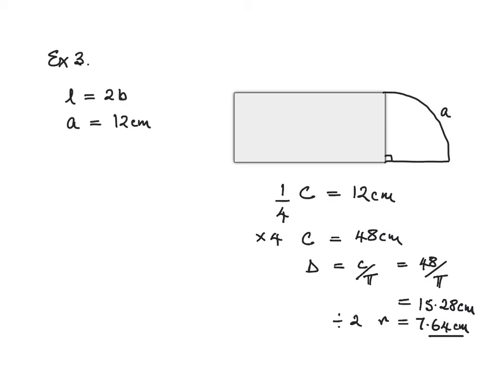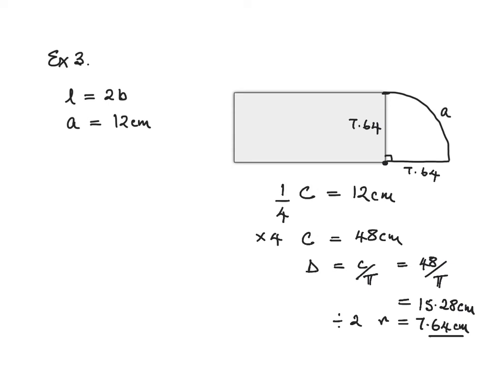Now the radius is important because it means that this is 7.64, and just as importantly, perhaps more importantly, it means that this here is 7.64, because this would be the centre of the circle and this the circumference. Now, how do we make use of that?